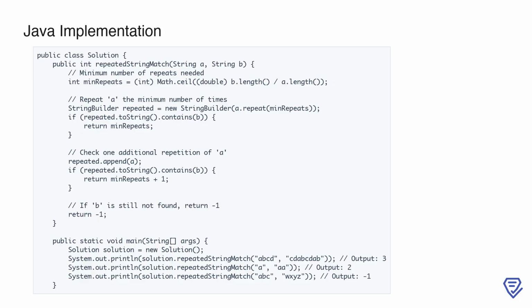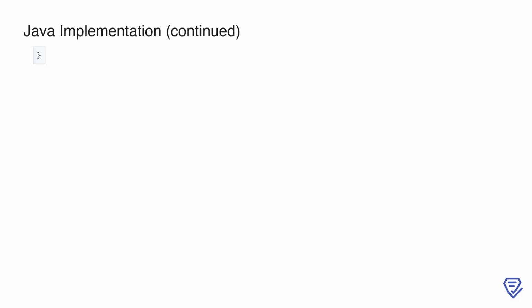If not, we append one more repetition of A to the string builder and check again. If B is found this time, we return min_repeats plus 1, indicating that one extra repetition was necessary. Finally, if string B is still not found, we return -1 to indicate that it is not possible to form B by repeating A. The main method includes some test cases to demonstrate the implementation.